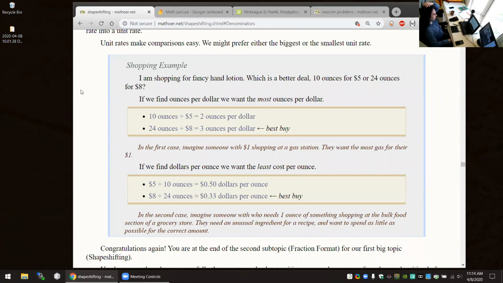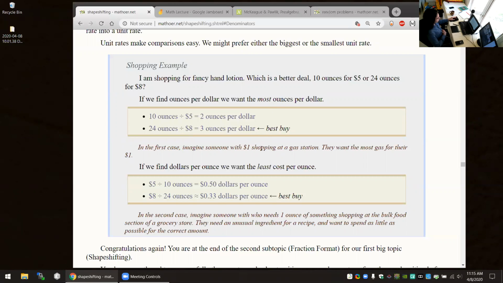Here's a tricky part. I want to shop for things and find the better buy. This is only tricky because there's more than one of us in the classroom and brains work different ways. Some people like to think about amounts divided by dollars. So if I want to say, what's a better deal? 10 ounces for $5 or 24 ounces for $8, they're going to do ounces divided by dollars. The first one is 2 ounces per dollar and the second one is 3 ounces per dollar. Everyone okay with what I'm looking at here?